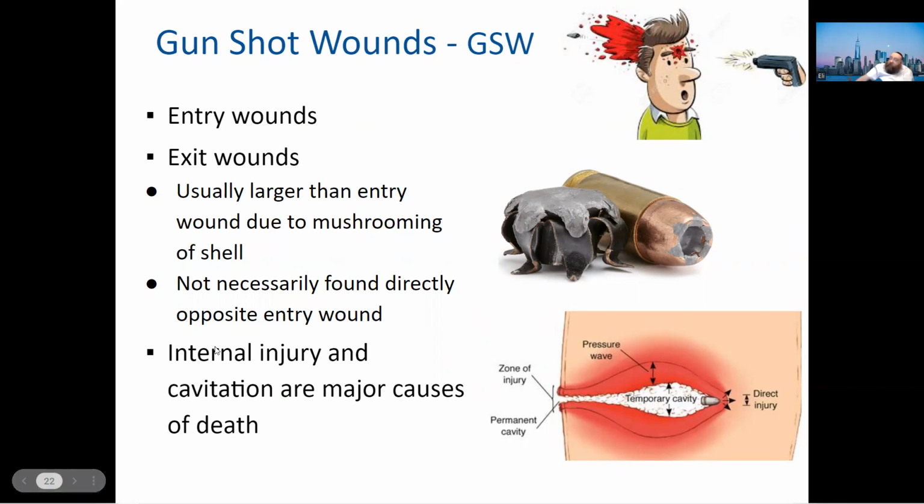Gunshot wounds, very little on the EMT curriculum about it. The entry will usually be small. The exit wound will usually be larger. All right, remember to look for both. Look for both if you have a gunshot patient. There's a lot of damage done inside, which is shown here, but you don't really need to get into it.